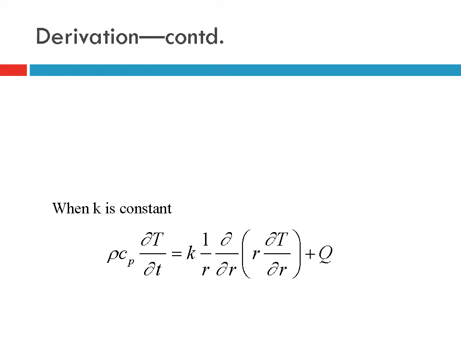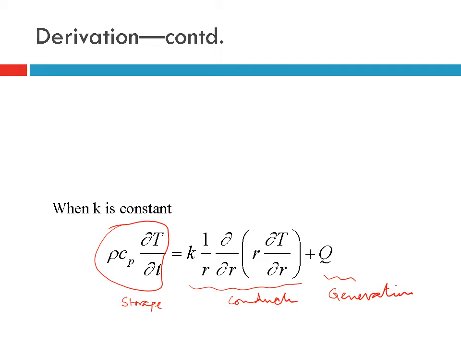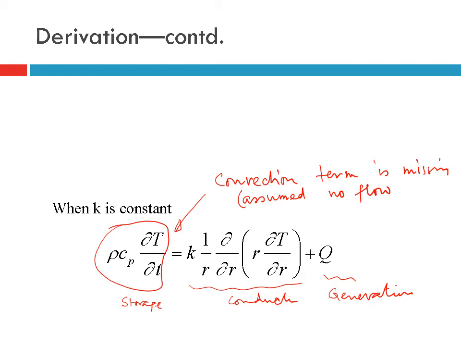Further simplifying and rewriting, just like before, so we have rho Cp del T. You recall this is the storage term, and then this is conduction, and this is generation. I've already thrown out the flow term, so the convection term is missing because I assumed no flow, just to make life easier.